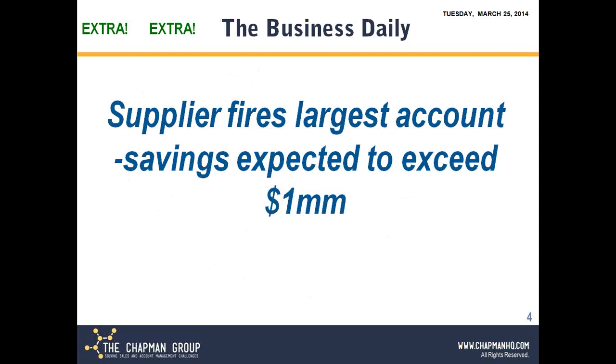Another headline that maybe we need to put in our Business Daily once in a while is "Supplier Fires Largest Account. Savings expected to exceed $1 million." Not to take this too literally, I don't think what we're suggesting today is that we necessarily want to terminate relationships with some of our customers that may prove to be very costly, or where maybe the return on the investment we're making isn't as good as it should be.